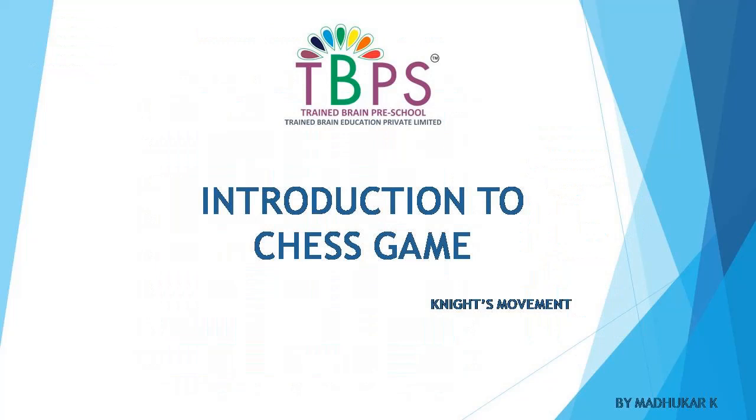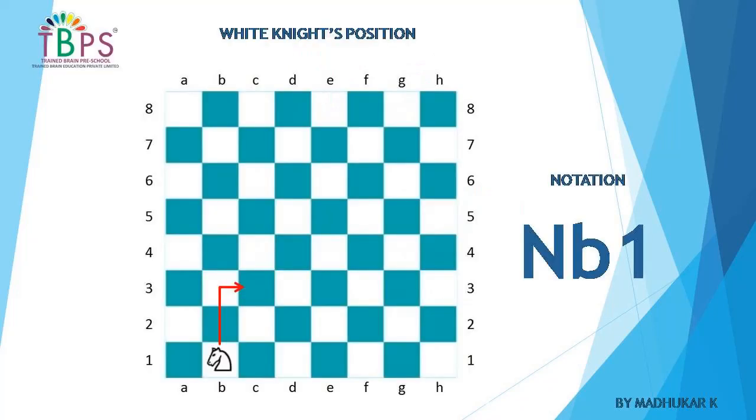Now we will see how the knights are moved in the chess game. Knights are moved in an L shape, which is 2 moves horizontal and 1 move vertical, or 2 moves vertical and 1 move horizontal. Now we will take the example of the knight which is placed in B1. This knight can be moved 2 moves vertically forward and 1 move horizontally towards right. So it can move to the square C3. The notation for this move is NC3.